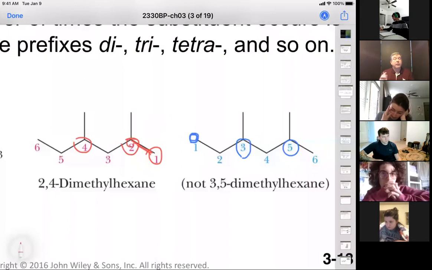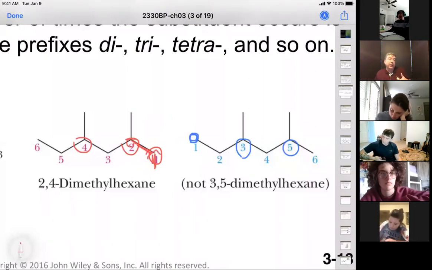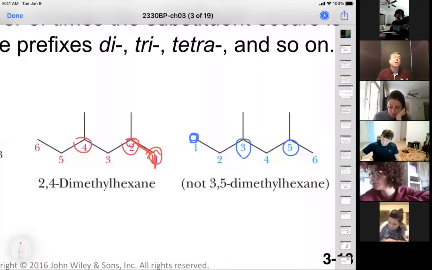Okay, so when you're numbering your long chain, you want to take the first substituent and have it closest to where you started numbering. So if you started numbering at one end of the chain, is the number for that first substituent lower than starting from the other end of the chain? Okay. So you typically want to go for whichever gives you the first substituent the lowest number.